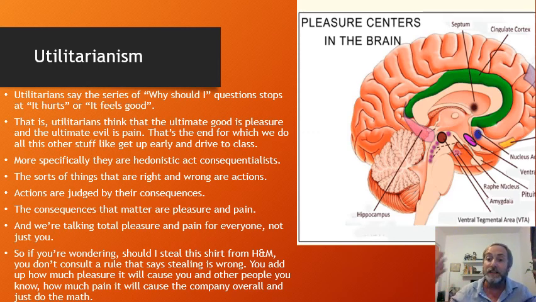right? It's not your intentions that are right or wrong. It's what do you do, right? And how do we determine whether what you do is right or wrong? By the consequences, right? That makes it consequentialist. And what sort of consequences do we care about? Pleasure and pain. That's the hedonist part. So hedonistic act consequentialism. So this is how the utilitarians determine right and wrong.